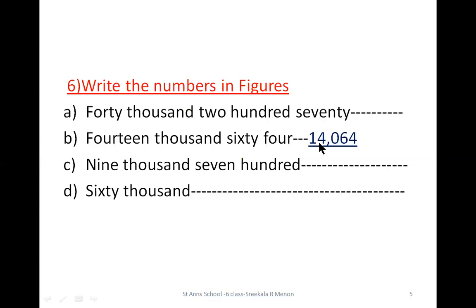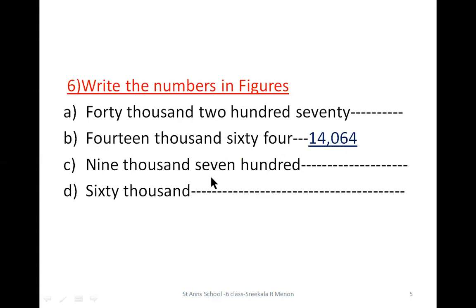14,064. See that? After 14, you can see 1 comma. After that, in the hundreds place, nothing is there. You have to fill it with 0. By putting 0 in the hundreds place and then 64, we can read it as 14,064. The third one is your homework, and the last one, that too is your homework. So in this bit, 1 I have done for you and 3 sums are your homework.